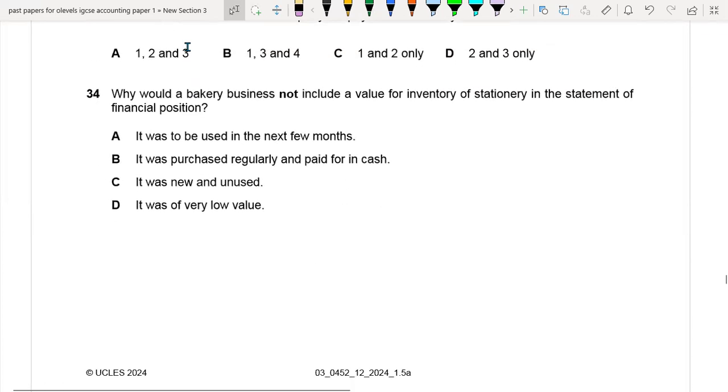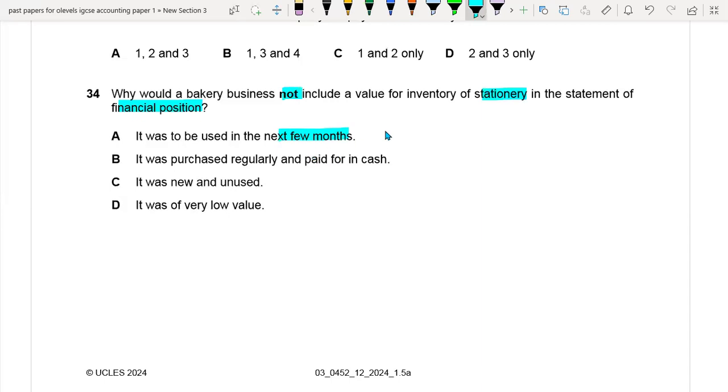So the next question, number 34. Why would a bakery business not include a value of inventory for stationery in the statement of financial position? Option A, it was to be used in the next few months. Basically, there are a lot of businesses that don't count stationery as inventory, and the reason is that its value is very low. This is the main reason why we don't count the stationery.